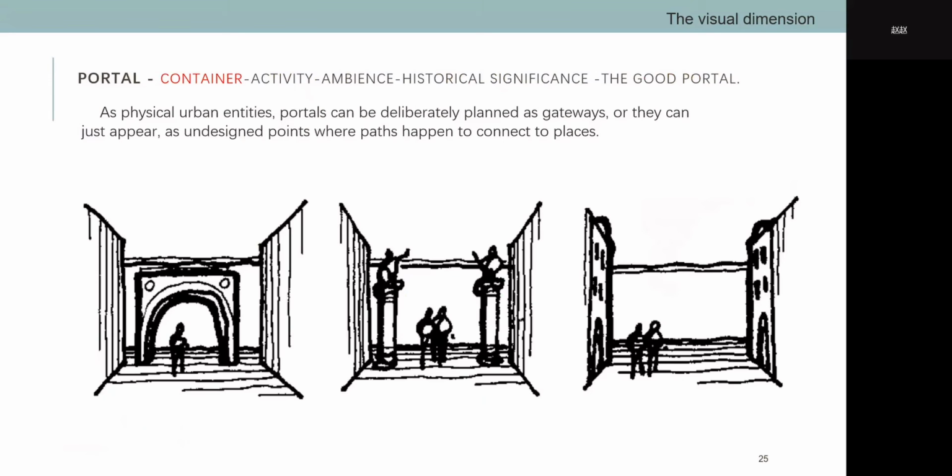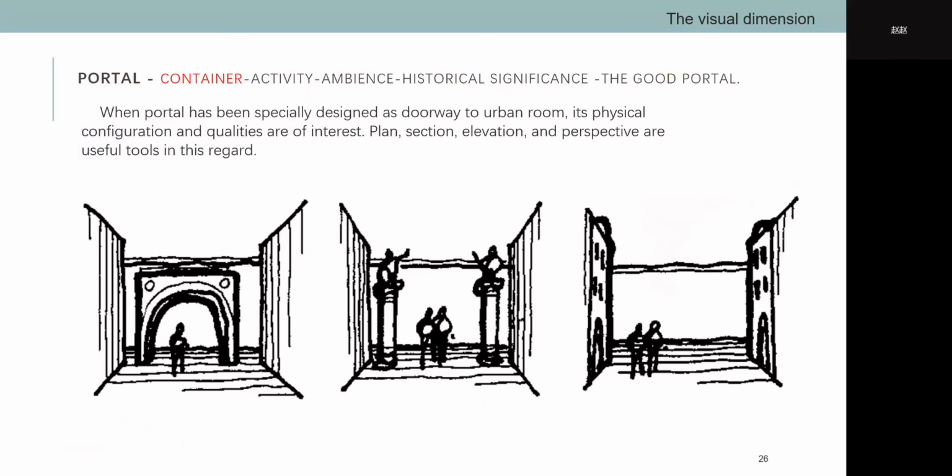One portal has been specially designed as a doorway to an urban room. Its physical configuration and qualities are of interest. Plan, section, elevation, and perspective are useful tools in this regard.